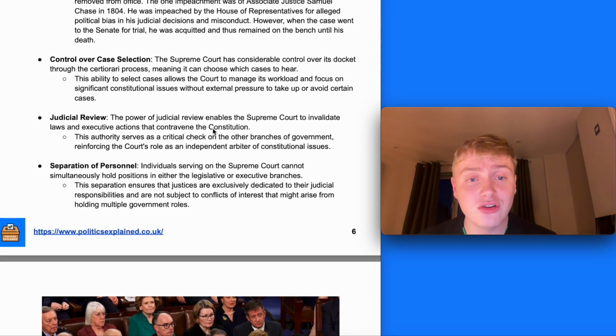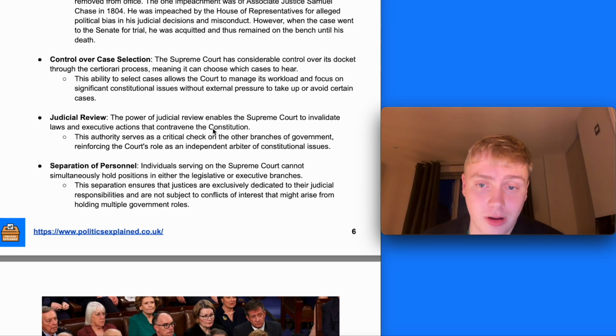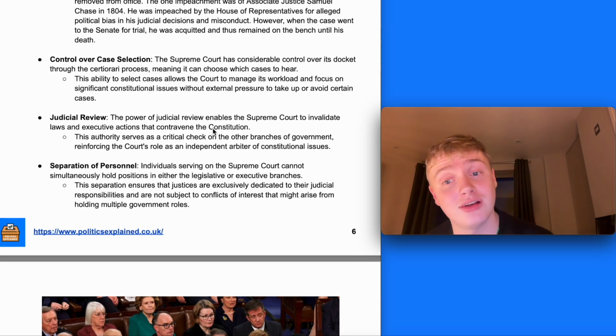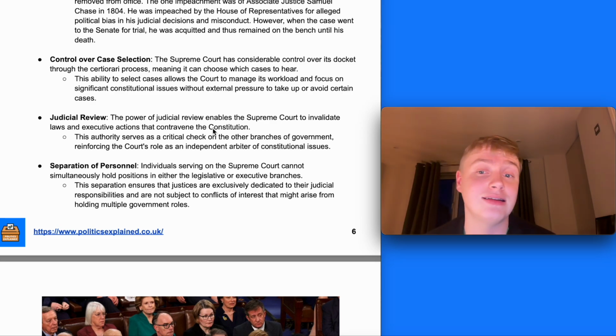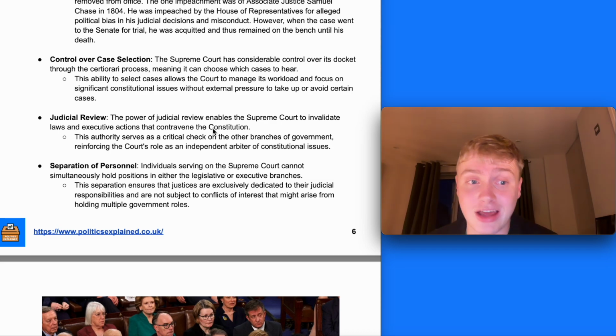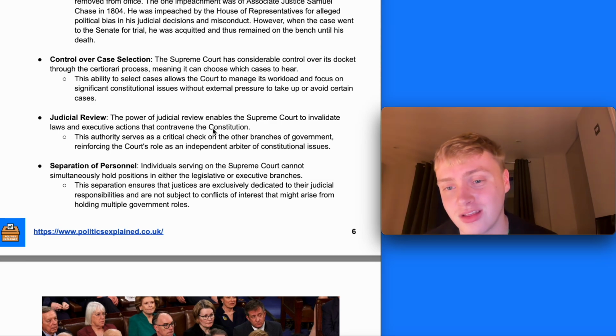Crucially, the power of judicial review enables the Supreme Court to invalidate laws or actions that contravene the Constitution, so laws passed by Congress or actions by the executive, and this ensures that they can check other branches of government, reinforcing the court's role as an independent arbiter. And finally, the separation of personnel, as with the separation of personnel between the presidency and Congress, is really important. Individuals serving on the Supreme Court can't simultaneously hold positions in either the legislative or executive branches, ensuring that they're exclusively dedicated to their judicial roles.